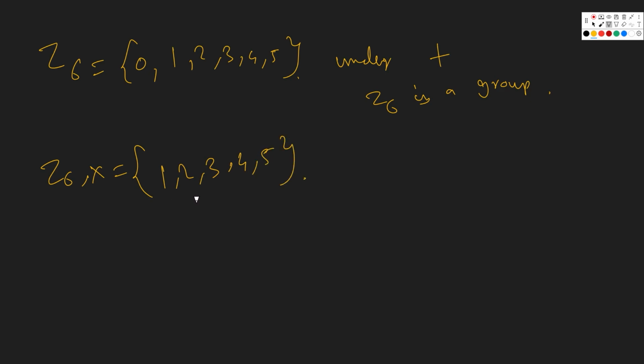Whether this forms a group, you can verify the closure and associative properties will be satisfied under multiplication as well. The identity element 1 is there. If you multiply anything with 1, you will get the same number. But you can easily find out that not all the elements have the multiplicative inverse. Let's check.